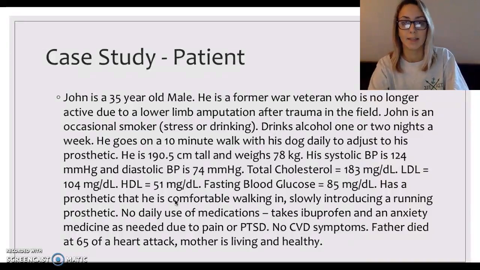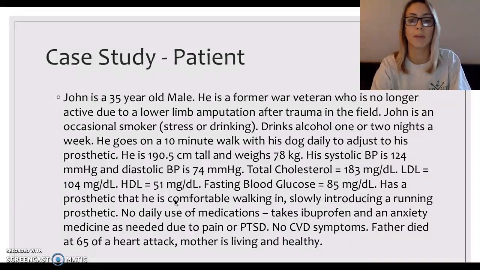He has a prosthetic that he is comfortable walking in, but he would like to slowly introduce running. He has no daily use of medications except for taking ibuprofen for pain and an anxiety medication as needed for PTSD. He has no cardiovascular symptoms, but his father did die at 65 of a heart attack. His mother is living and healthy.